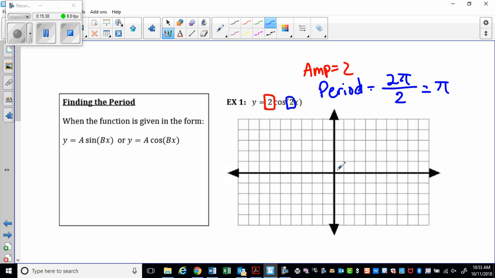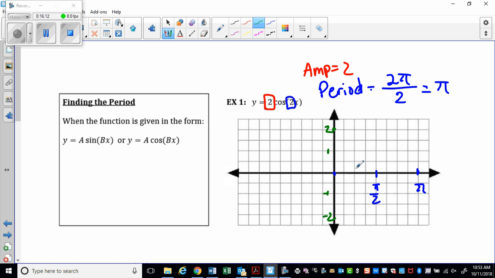So let's fill this out. We know that if this is pi over 2, then this is going to be pi right here. I'm just going to spread it out a little bit. We know that our cosine starts at 1. So if 1 is right here, I'm going to make 2 right here, -1, -2. And ours is going to start at 2 because our amplitude is 2.